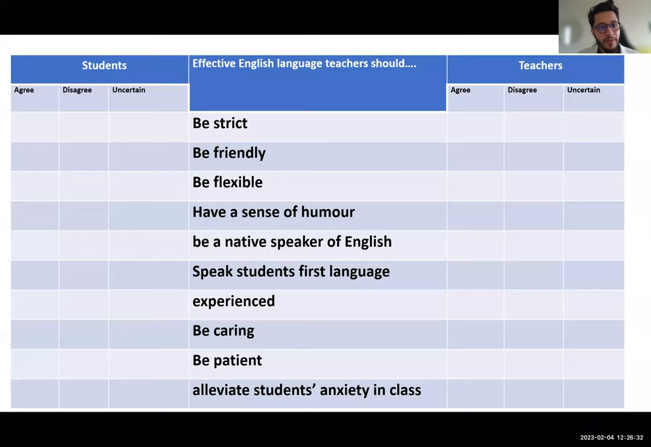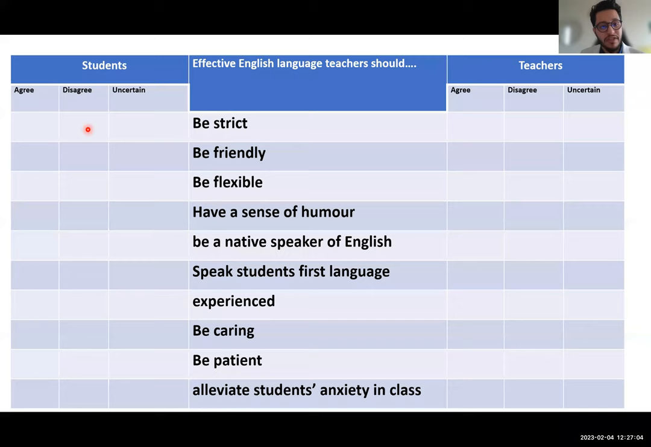Okay, now to some of the data. I want this to be as engaging as possible. On the left-hand side, you will see the results from the students, with agree, disagree, and uncertain. In a second, you will see the percentages of the students who agreed on an item, for example, be strict, and those who disagreed or were uncertain.